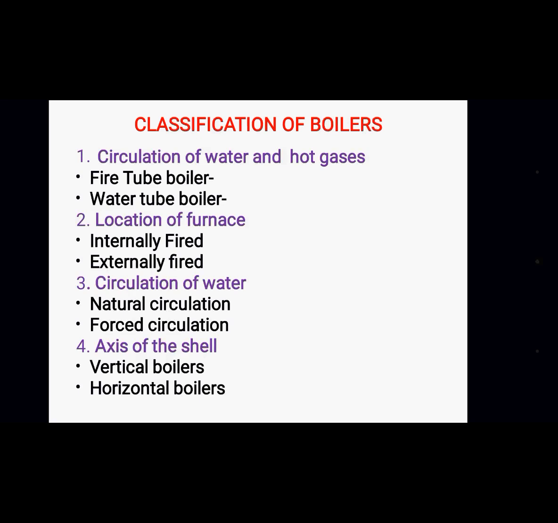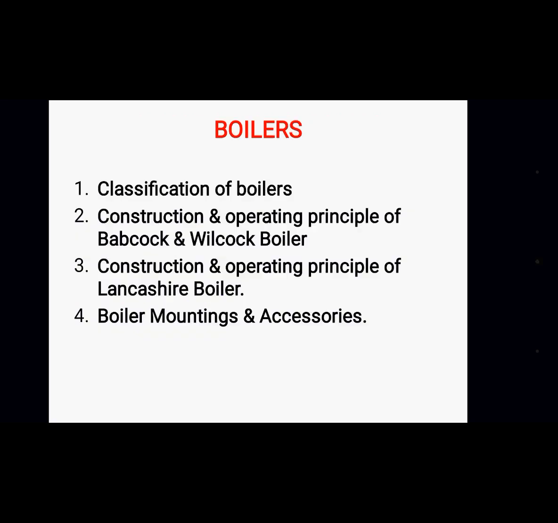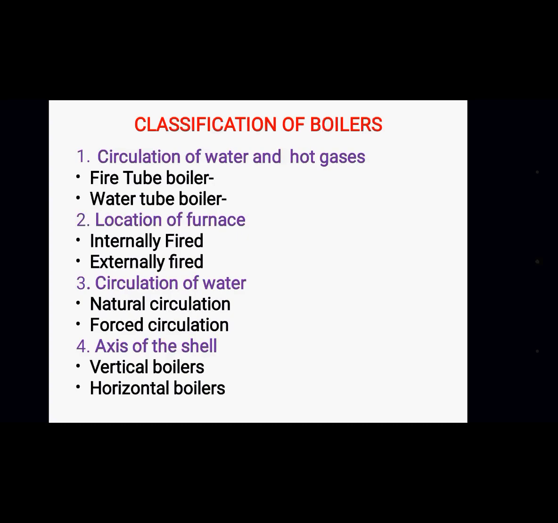Number 4, axis of the shell. Coming to the axis of the shell, we have vertical boilers and horizontal boilers. If the axis of the boiler is placed vertically with respect to the ground surface, they are called vertical boilers, and if it is parallel to the ground surface, placed horizontally, they are called horizontal boilers. Basically, vertical boilers are small scale, small capacity and small size boilers.